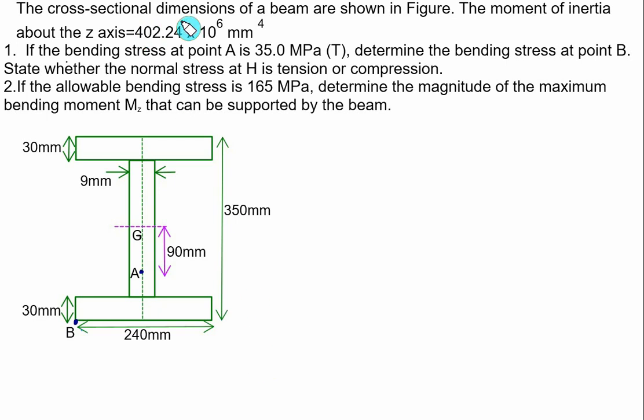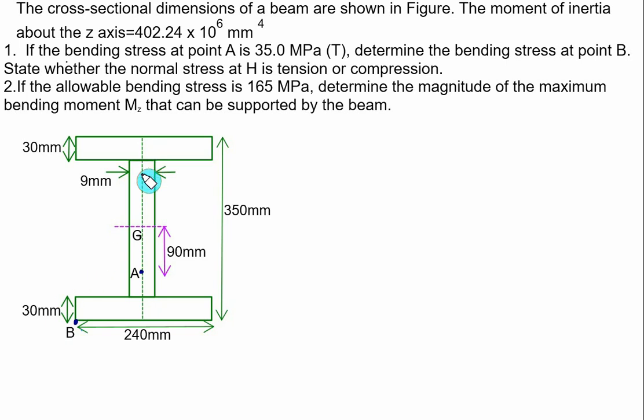The cross-sectional dimension of the beam this time is an I section, and it is a symmetrical I section. The top and bottom flanges have a length equal to 240 mm and a depth equal to 30 mm, and we have a web here. The web width is equal to 9 mm and the height of the web is 350 minus 30 minus 30, that is 350 minus 60, equal to 290 mm.